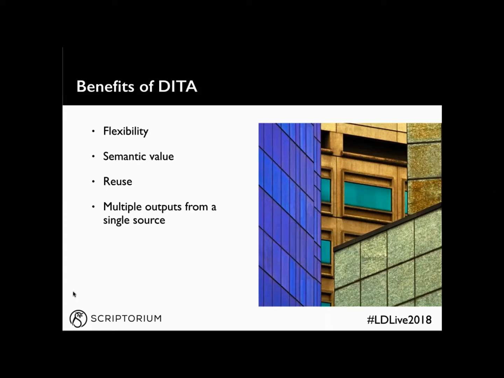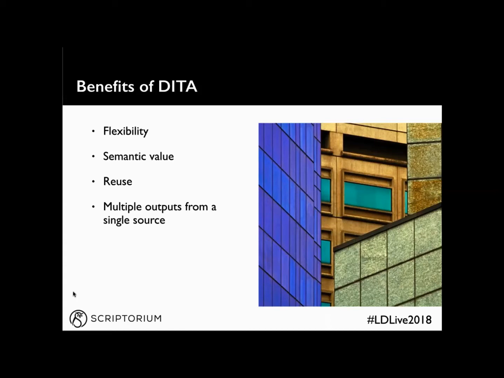Next is semantic value. So the structure of DITA gives your content semantic value. DITA is a markup language, which means that every piece of content is going to be contained in tags. And semantic value means that the tag surrounding each piece of information has meaning. So your authoring and publishing tools know what kind of information is contained in each tag. And tagging your content so that it has semantic value helps with things like search and filtering.